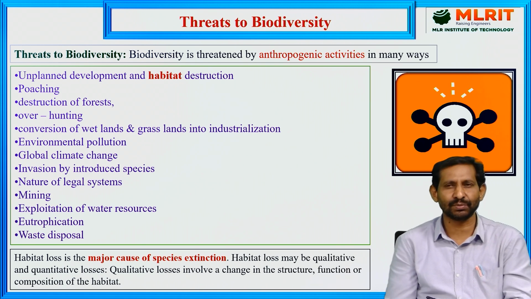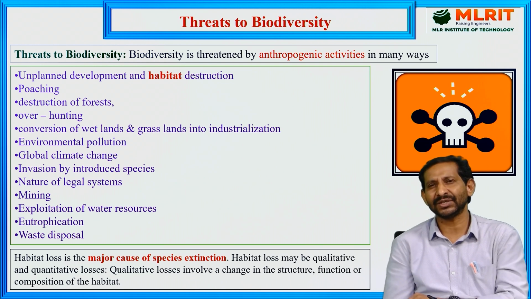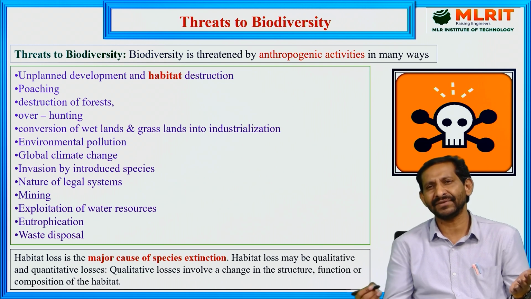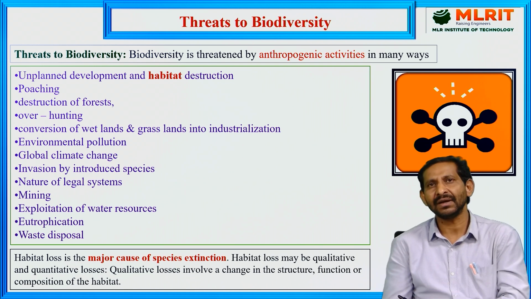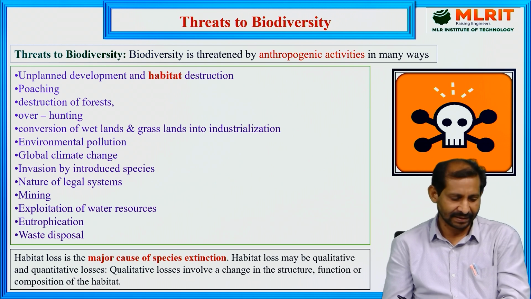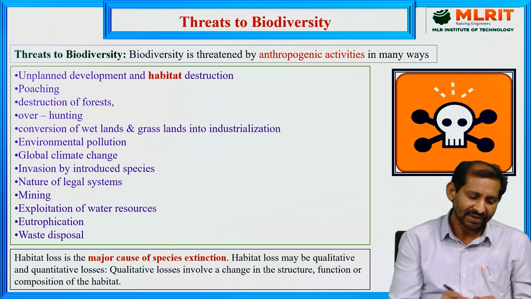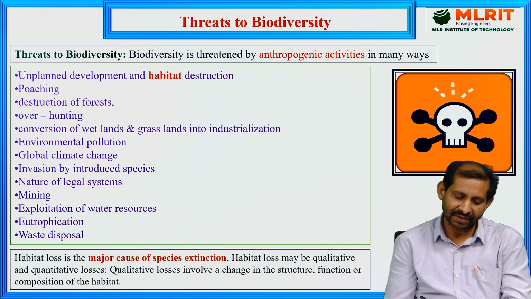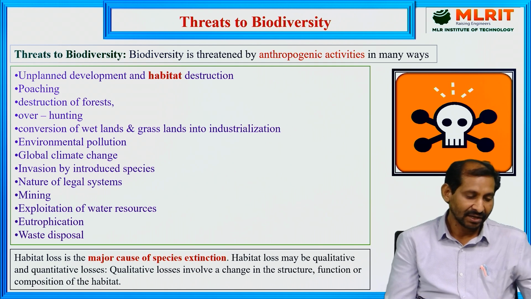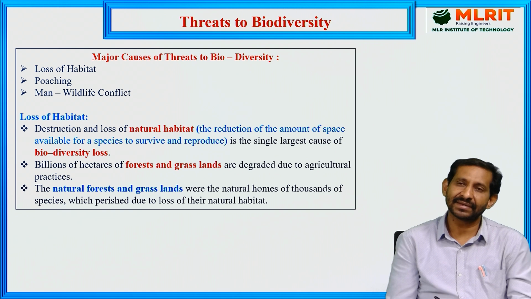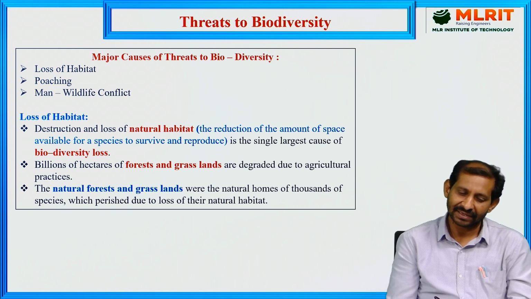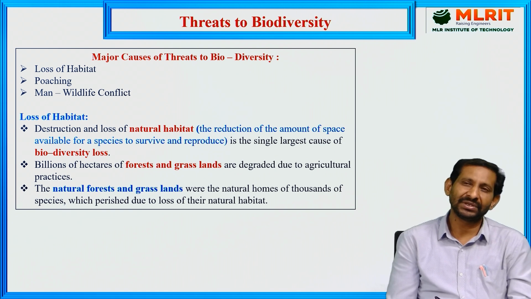So waste disposal, when waste is disposed of in water and landfills, also causes threats to biodiversity. Here is another one, habitat loss, also a major cause for species extinction. So now, what are the major causes of biodiversity threats? Here are the three major causes.